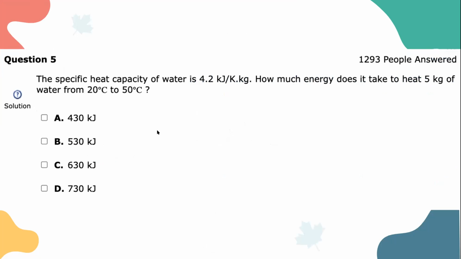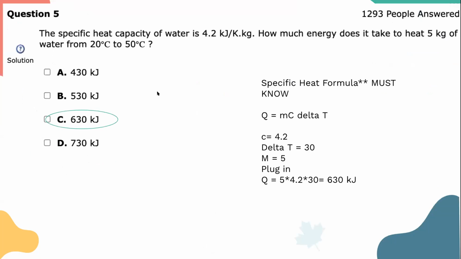For this one, you guys want to remember the formula, which is Q equals mc delta T. By using that formula, everything is given to us. The specific heat, which is c, is 4.2. The mass is also given to us, 5 kilograms. Delta T would be just 50 minus 20, which is 30. Then we plug it into the formula, and that would give us around 630.